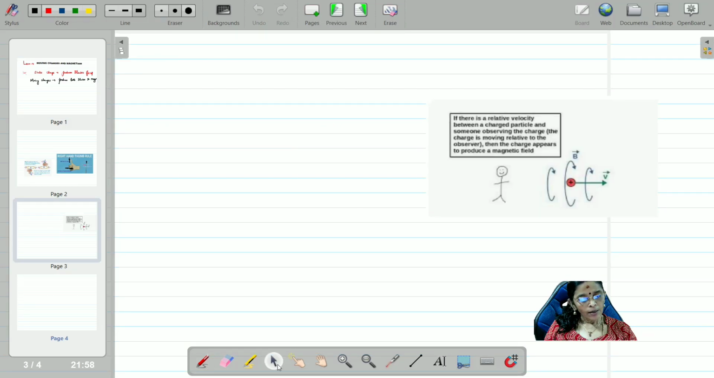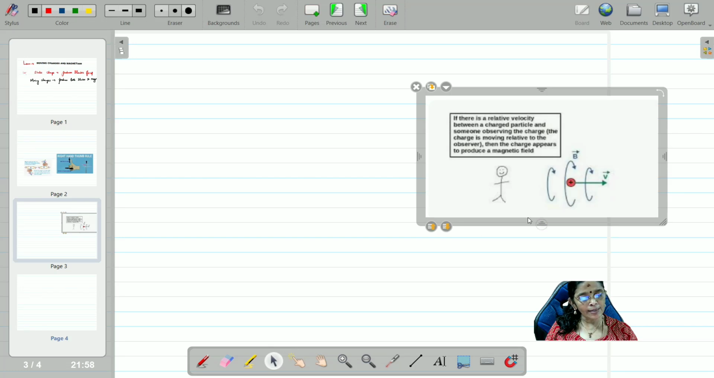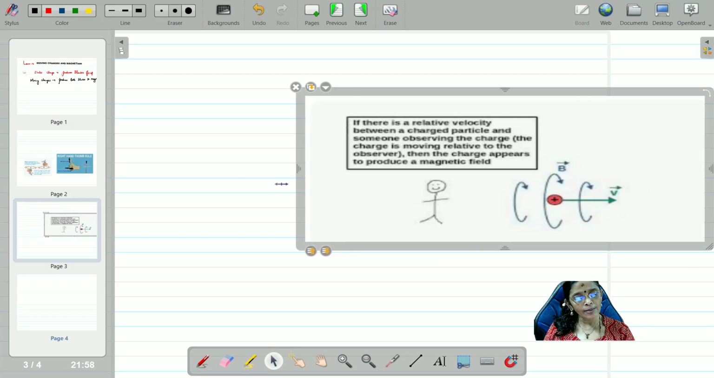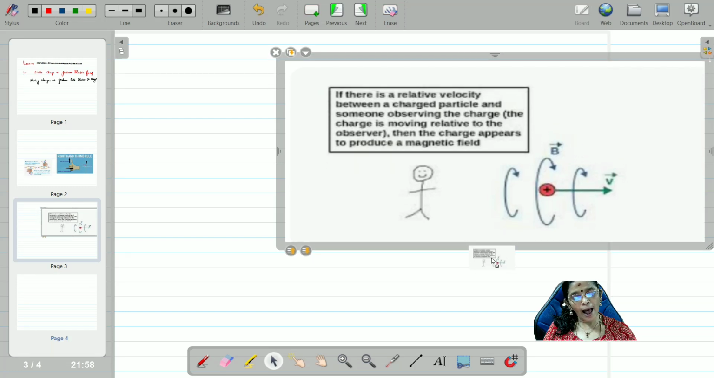Can you see here? If there is a relative velocity between the charged particle and someone observing the charge, the charge is moving relative to the observer, then the charge appears to produce a magnetic field. One very simple example: you take a transparent balloon and fill water in it. Now hold it like that, you are not moving. Does the water move? The water present in the balloon does not move.